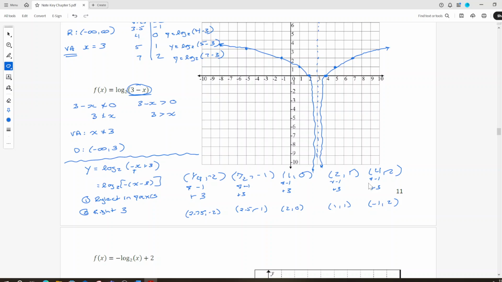So you could do it as a transformation of points if you just want to pull those key points off of your y equals log to base 2 of x graph. And again, I won't ask you anything other than a log base 2 graph so that you can get really comfortable with these key points.